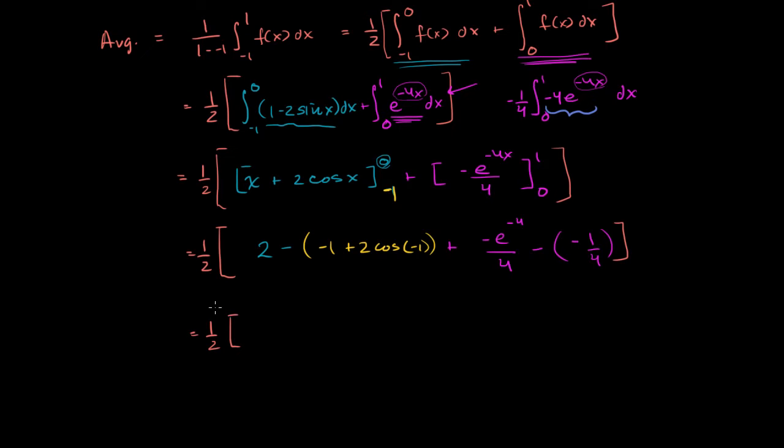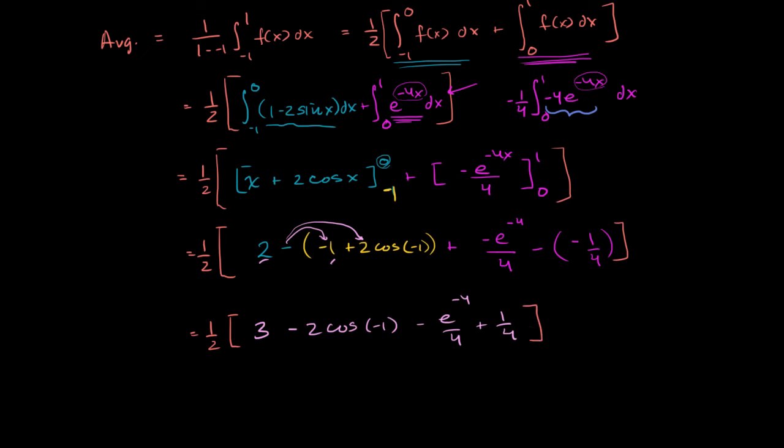This is equal to 1/2 times, so I'll do this in a new color here. Okay, so this is equal to 2 plus 1. So this and this together is going to be equal to 3. And then you have this negative outside, so that's why it was a plus 1. And then you have a negative times a positive 2, so minus 2 cosine of -1. And then you have minus e to the -4 over 4. And then you have plus 1/4. And then we want to close our brackets.